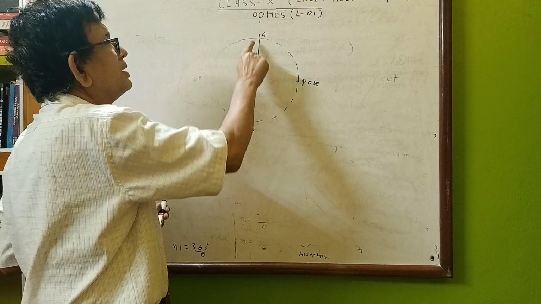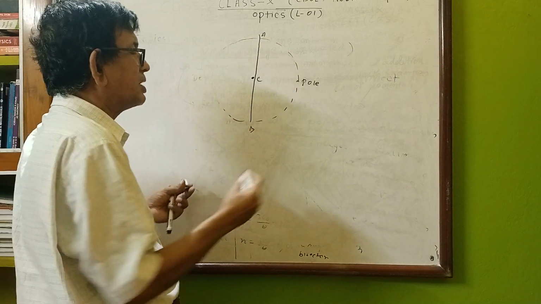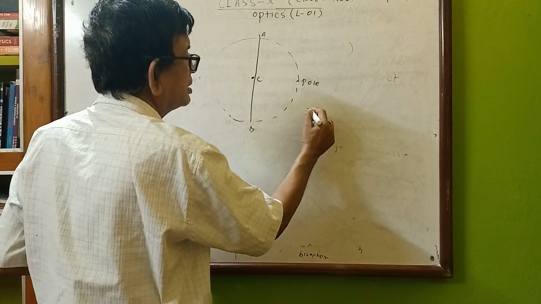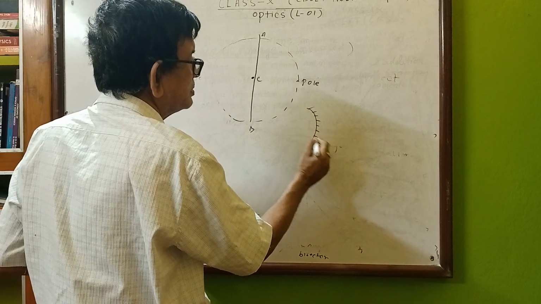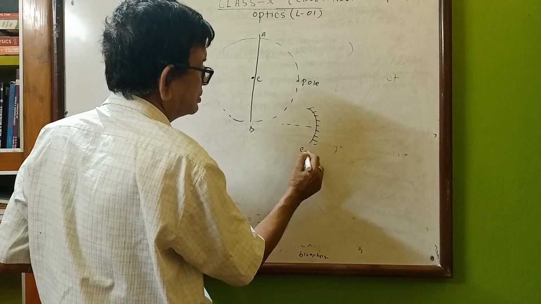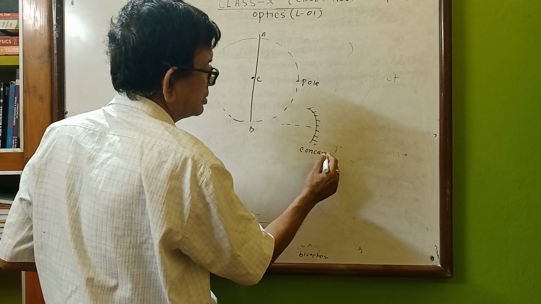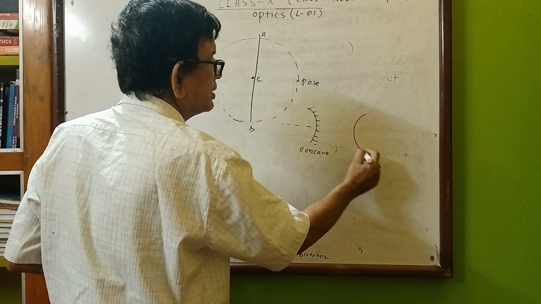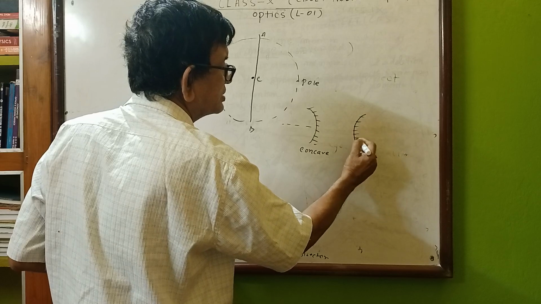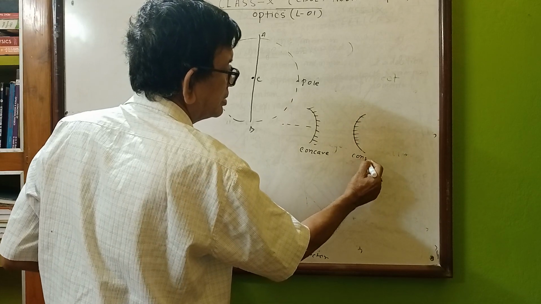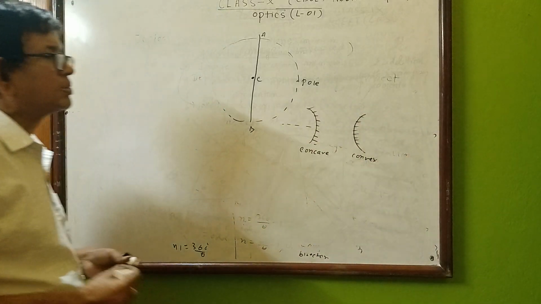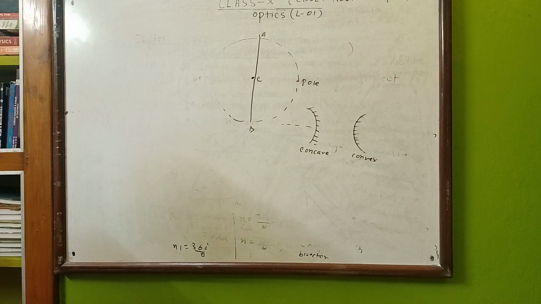Now if the inner side is curved, then it is a concave mirror. This is the concave mirror. The outside is silvered, that is a concave mirror. And in reverse, this is the convex mirror. It bulges outward, that is the convex mirror.